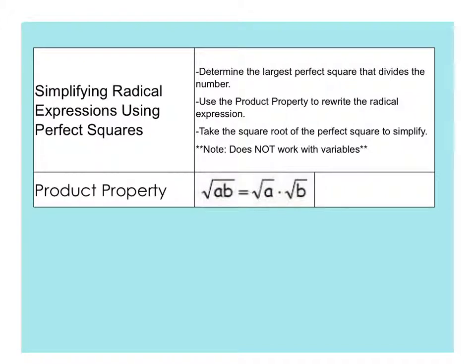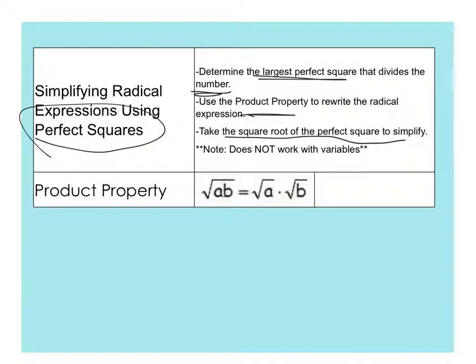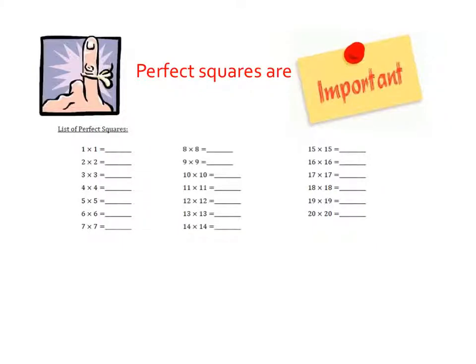So simplifying radical expressions using perfect squares. Perfect squares are exactly what they sound like, the numbers that you can take the square root of and get a whole number. So determine the largest perfect square that divides, use the product property, and take the square root of the perfect square to simplify. You cannot use this with variables, this is only numbers.